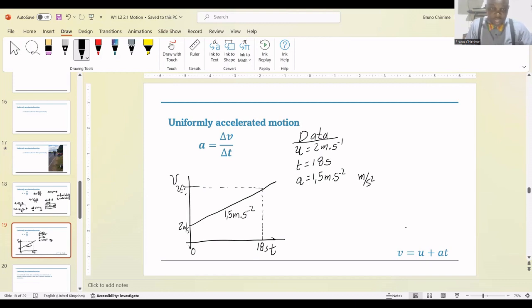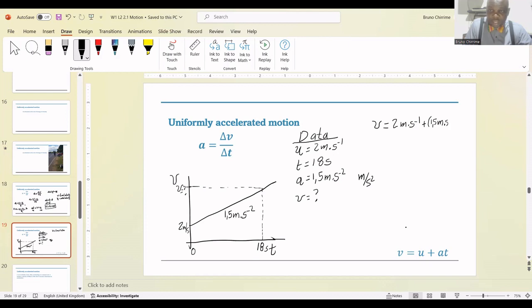So final velocity will be given by initial velocity plus the product of acceleration by time. Substituting directly, the initial velocity is of course 2 meters per second. It's good to write the units because they will help you see what's taking place here. Otherwise you wouldn't be able to add 2 meters per second to 2 meters per second squared. So you have to look at the units and see what's happening between 1.5 times 18.